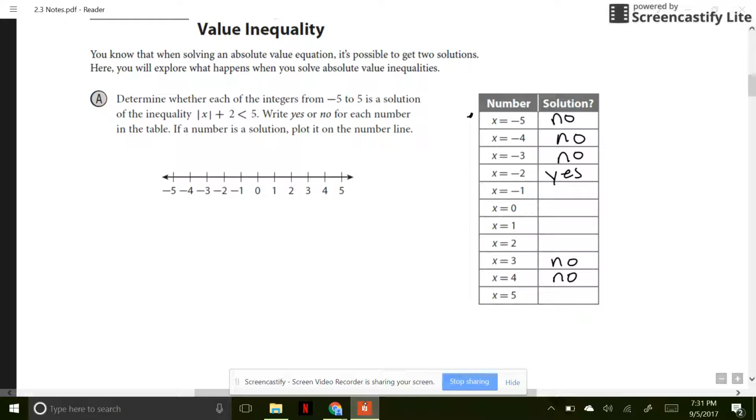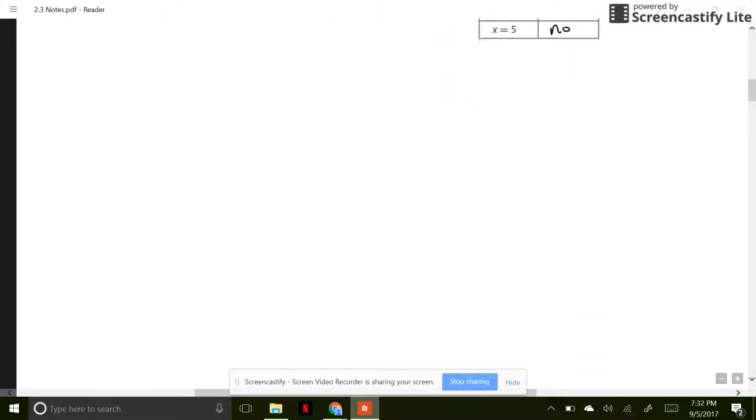These should be the answers you get. This is all in between here. And again, you can check these yourself. But once we have found what our yeses are, we can go ahead and plot them on the number line. So it's all these values here between -2 and +2 are solutions.